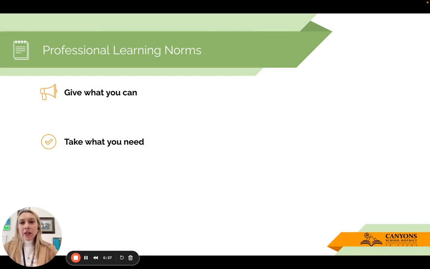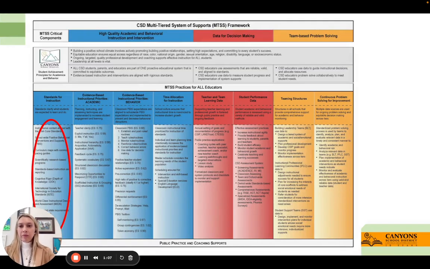So professional learning norms for today, really what I hope is that you're going to give what you can and take what you need. At the end of this, if you feel like there's something that I missed or if there's any feedback that you would like to give, please, please, please do. That's why I like to put my email on there, ashley.lennox@canyonsdistrict.org. And because this is a weekly optional series, I hope that you're here to get something very specific for your classroom. I'm hoping to give you some resources that you can implement starting tomorrow with your students in mathematics, as well as build some of that content knowledge for you as well.